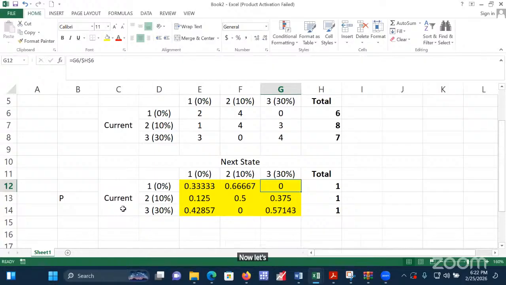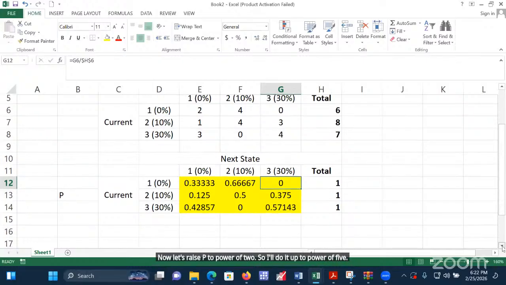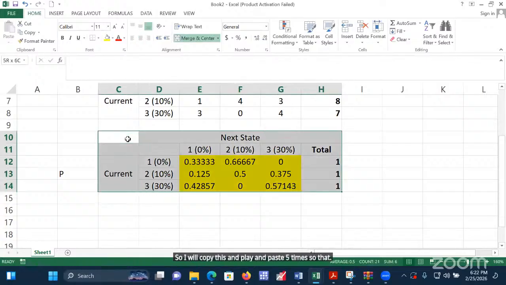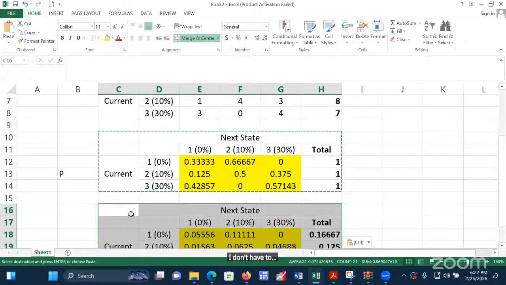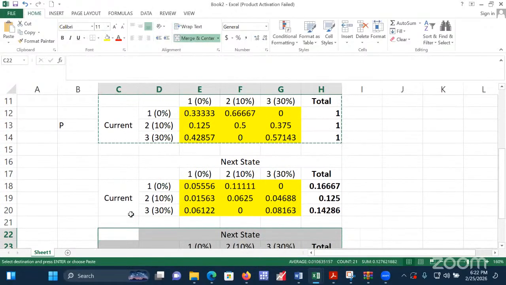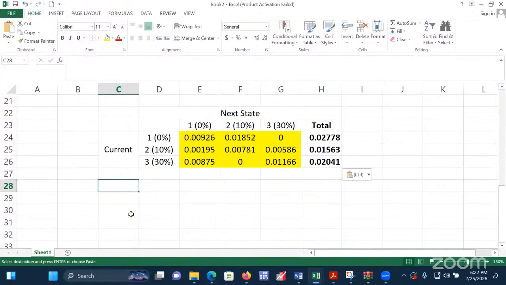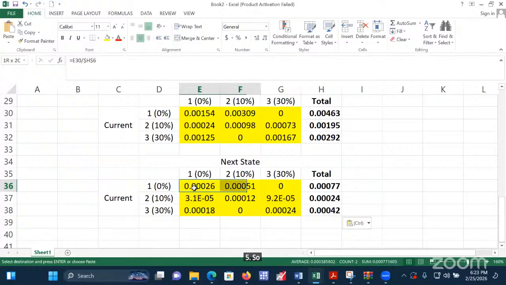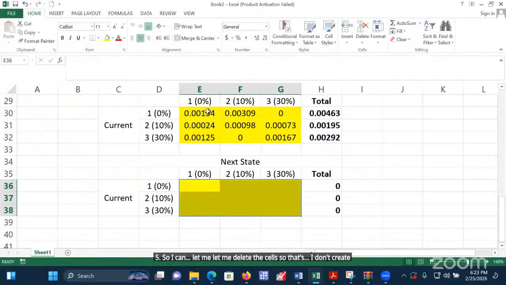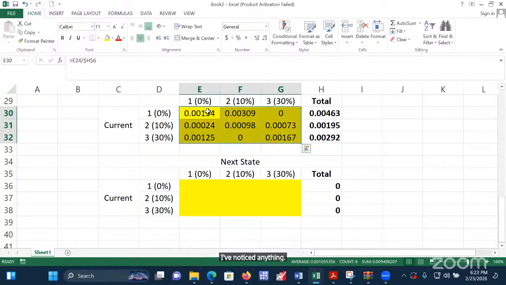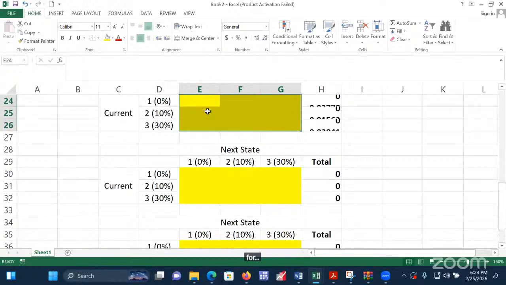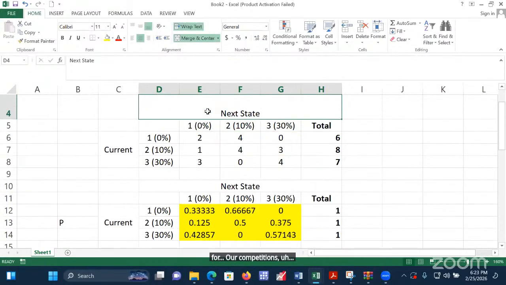Now let's raise P to the power of 2. I'll do it up to the power of 5. That means I will show you how to do matrix multiplication in Excel. So I will copy this and paste it 5 times. Let me delete the cells so that I don't create confusion. I've not done anything; I only created this space so that we can use it for our computations. So I hope nobody is confused here.